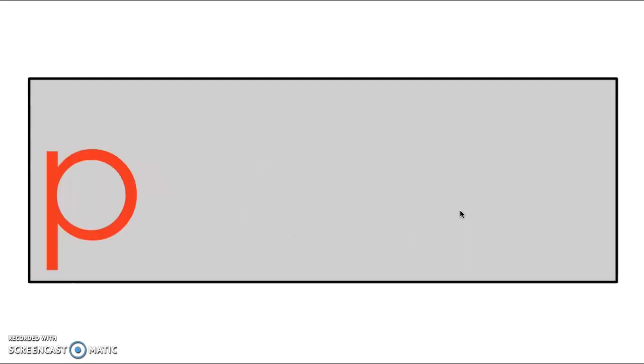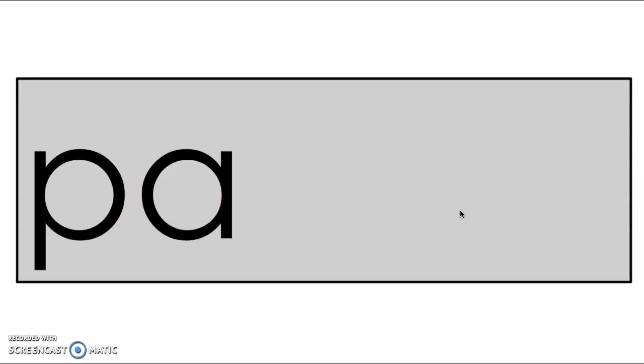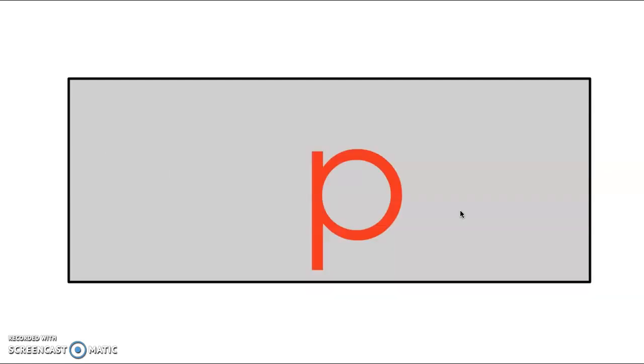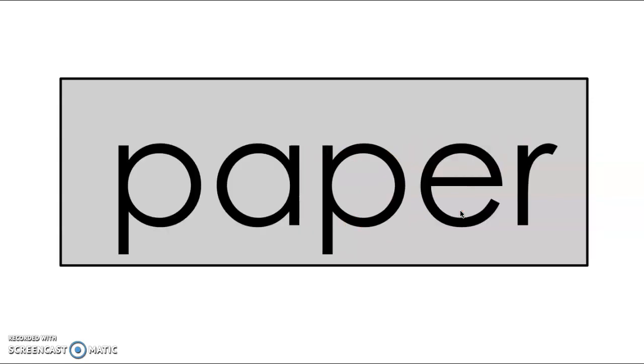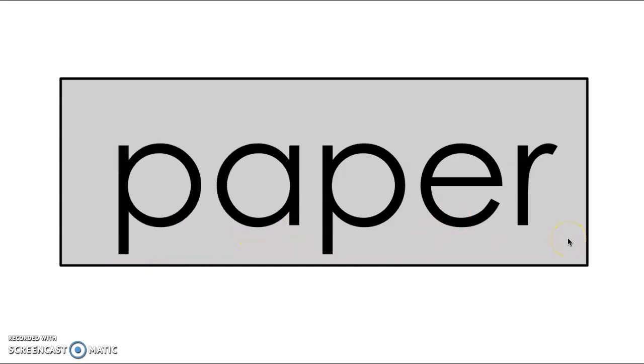This one's going to be 2 syllables, so let's do the first syllable. Sound. It's going to be a long A. Blend. So you should have said pay. Second syllable, let's blend it. Sound. Sound. Blend. So first syllable is going to be pay. Second syllable is going to be per. Put it together and it makes word paper. Good job, you rock.